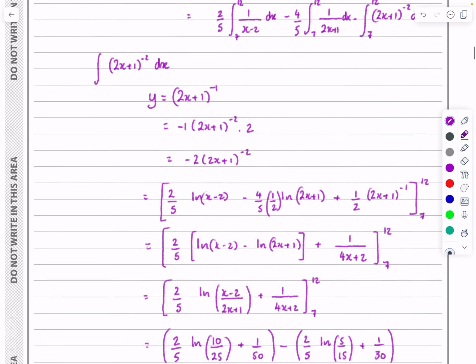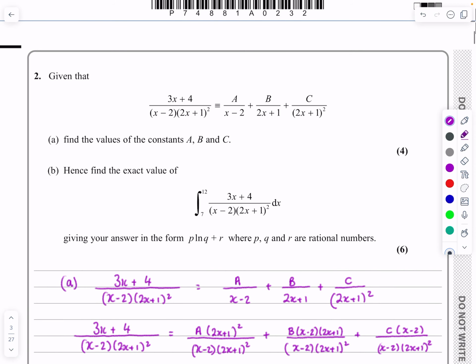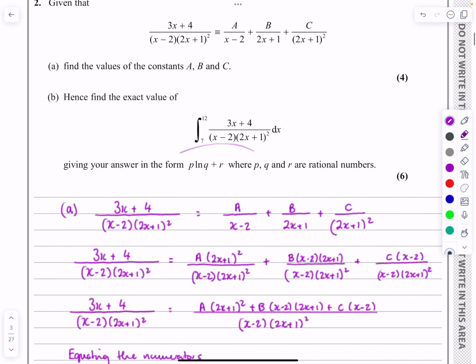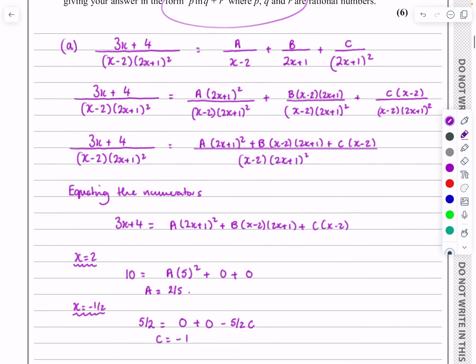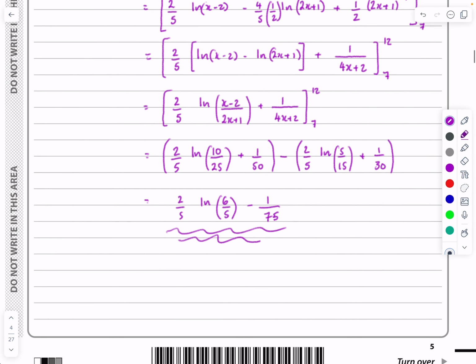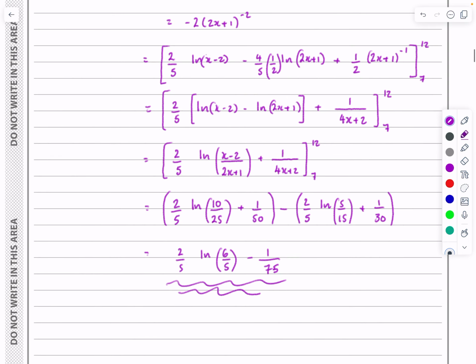Let's just go and see what they said about the answer. Okay, right, yeah. In this format, P log Q plus R, where P, Q, and R are rational numbers. So I've got P, that's 2/5. I've got Q, that's 6 over 5, and I've got R as being minus 1 over 75. I think it would be nice if they'd actually say, can you prove it's equal to that? Then I'd feel a lot better when I'm going on to the next question. But that's up to the examiners. Right, a lot of work there, but hopefully that all makes sense to you.